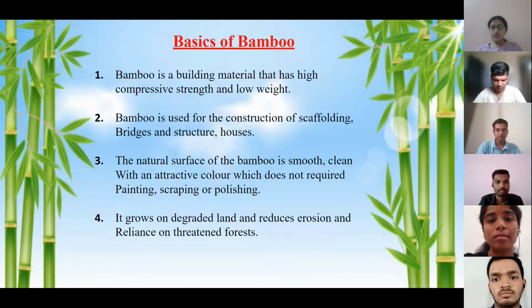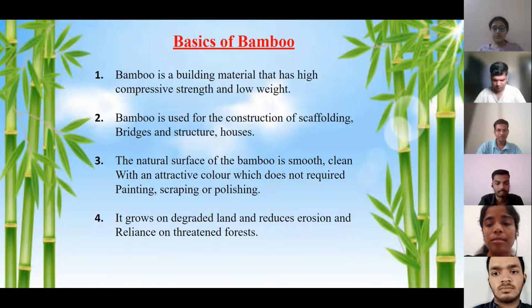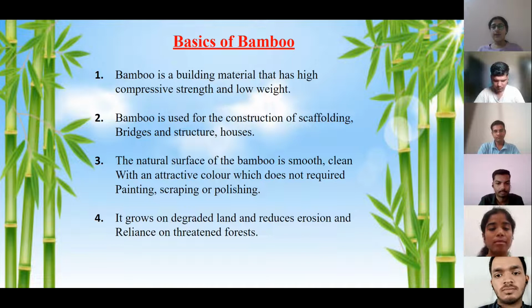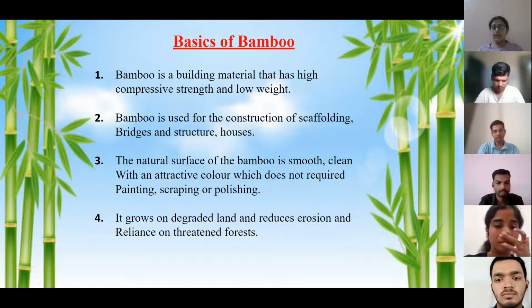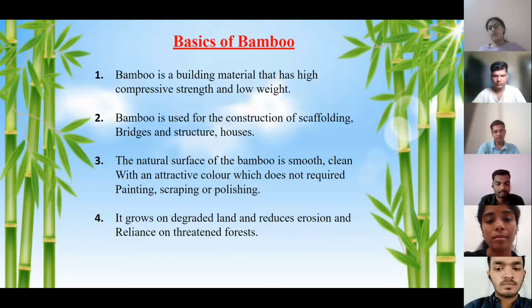Now, first thing first, let's see some basics about bamboo. Bamboo is a building material that has high strength and low weight. It's used in constructions of scaffoldings, bridges, structures of houses. Its natural surface provides a very smooth and clean finish, which does not require any outside polish or scraping. It is grown on degraded land, hence reduces soil erosion and the reliance on threatened forests.